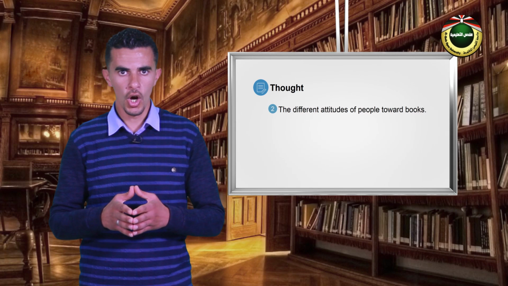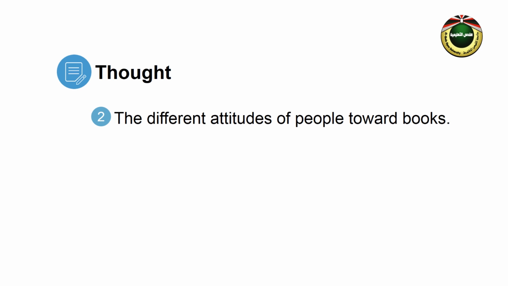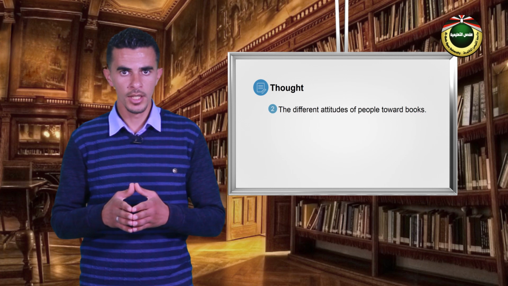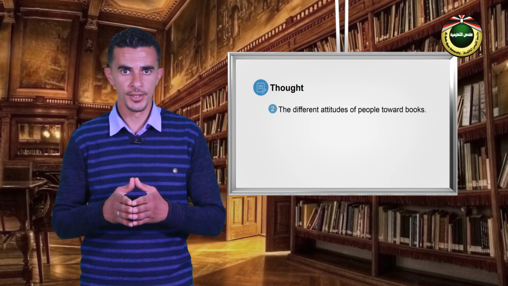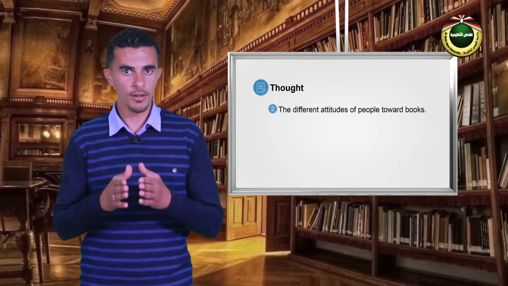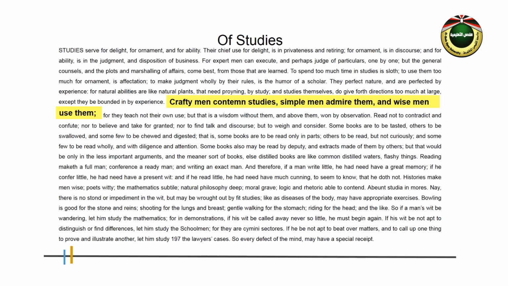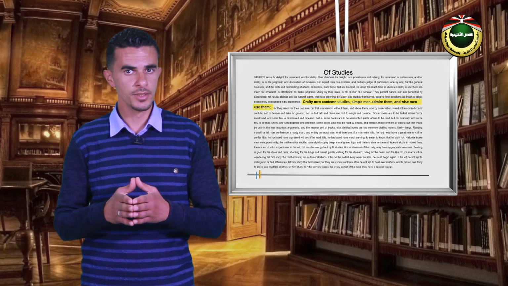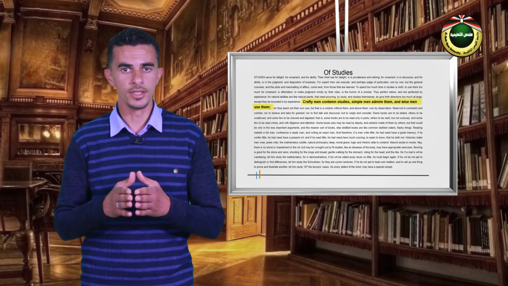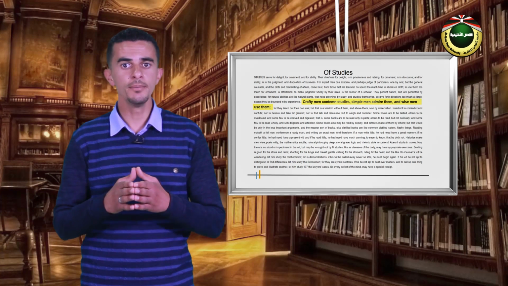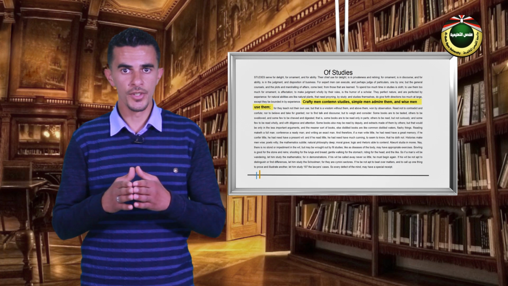The second main idea of stories has to do with the different attitudes of people toward books. He states that people's attitudes toward books differ from one reader to another according to their missions, professions, and beliefs. He states that crafty men contemn stories, simple men admire them, and wise men use them. The previous statement means that people respond to books differently. Some value them and use them, others do not. For example, people who work with their hands do not find much use of books, and they may think that reading books wastes their time.